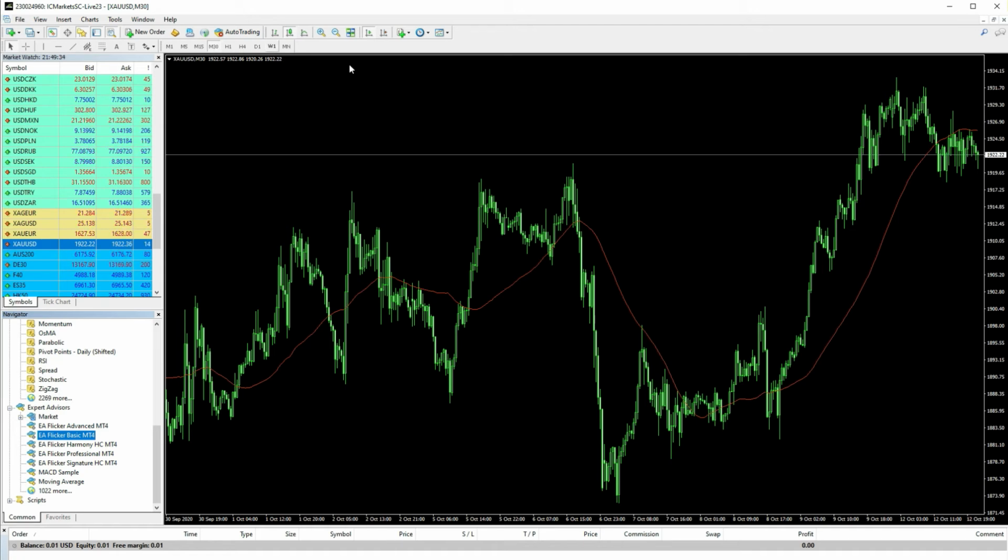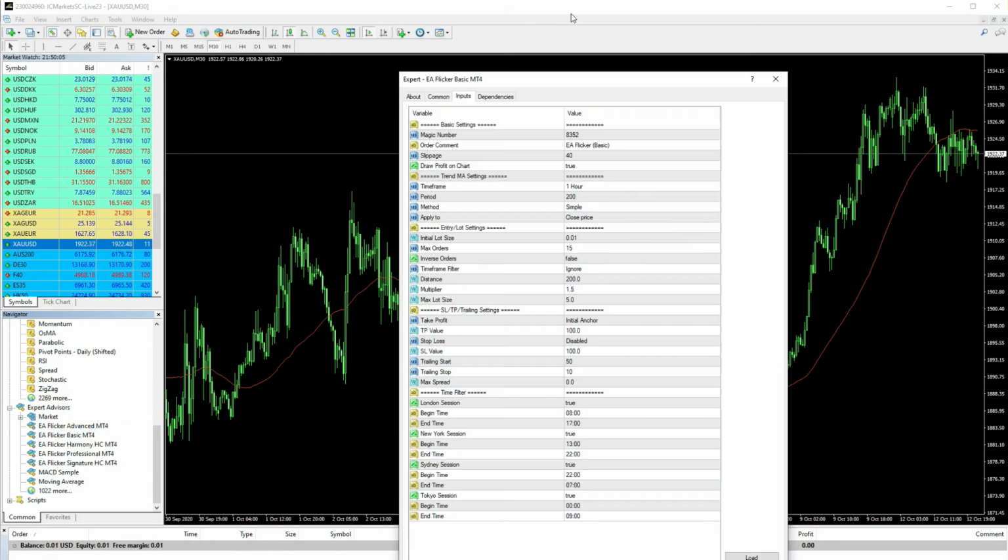So every 30 minutes you will check against the trend line, whether the price is above it or below it, then you open a corresponding position. So right now, this is where the price is at. If you were to run Flickr Basic using the 50 moving average, it will open a sell position because it's below the red line. Simple as that. So let's look at the parameters.